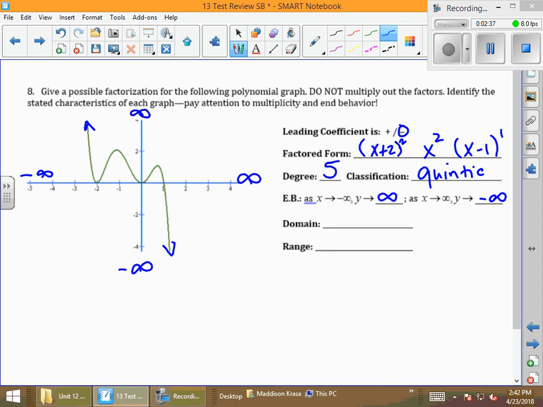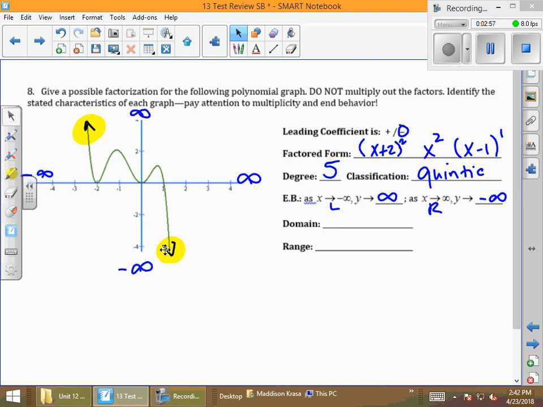So we kind of say it as x goes to negative infinity, this is like the left. X goes to positive infinity is the right. So if you look at that arrow on the left, the arrow on the left is going up. The arrow on the right is going down. So up means positive infinity, down means negative infinity.